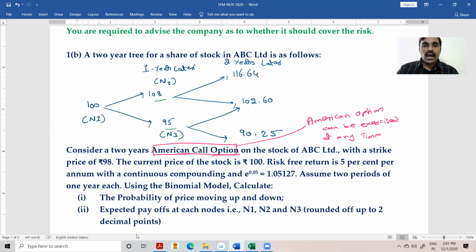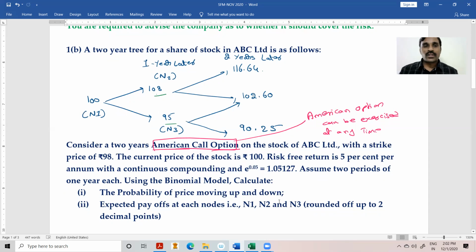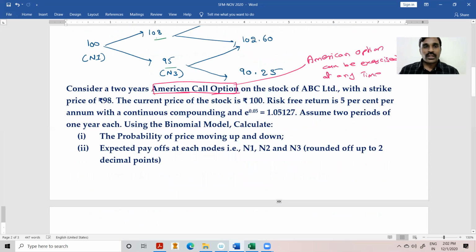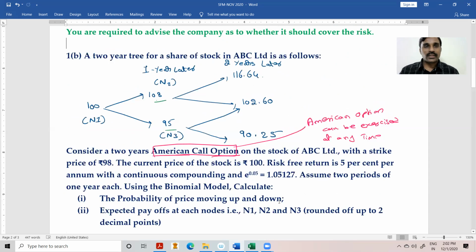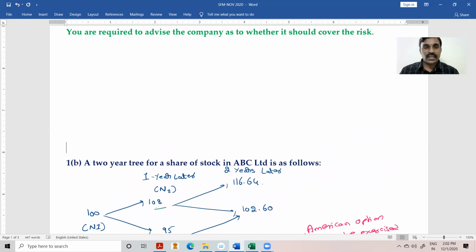Next, now we have to calculate the probability of price moving up and down. Look at this point: the present stock price is 100. It may go to 108 rupees after 1 year, or it may fall to 95 rupees. But what is the chance of going up to 108 and what is the chance of going down to 95? That is what we have to calculate, the probability of price moving up and down. There is a formula for this, but we should not go by that formula. If you look at the formula, we may not get a clear picture of it. So without using the formula, first understand the concept involved here.